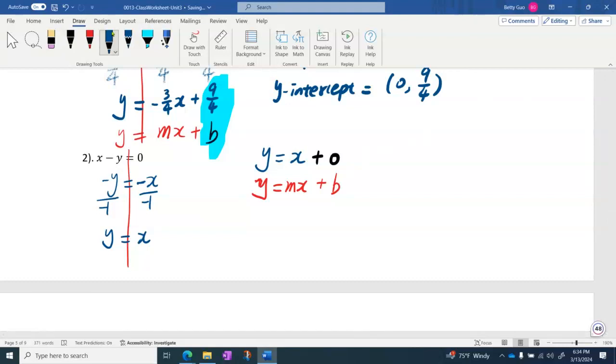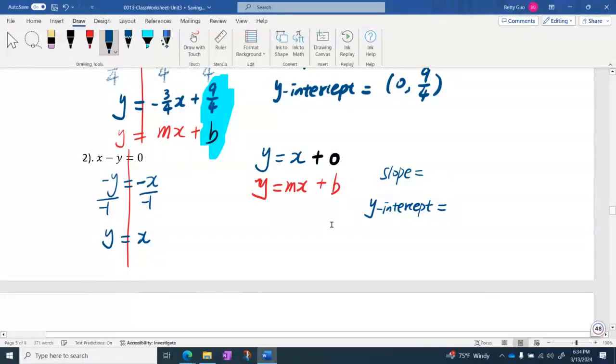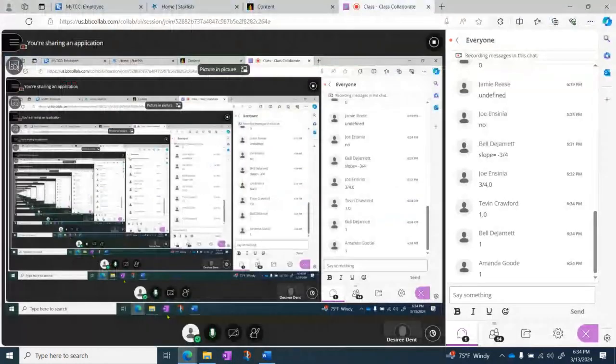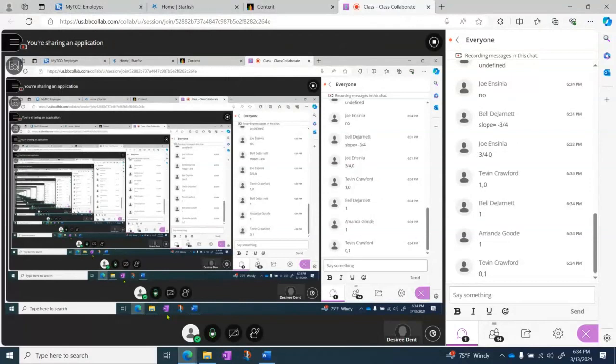Okay, question. What's the x-intercept? Oh, sorry, my bad. What is the slope? What's the y-intercept? What's the slope? Slope is 1, exactly. What's the y-intercept? Tevin, the intercept is 0, 0. Yeah, same with Desiree.